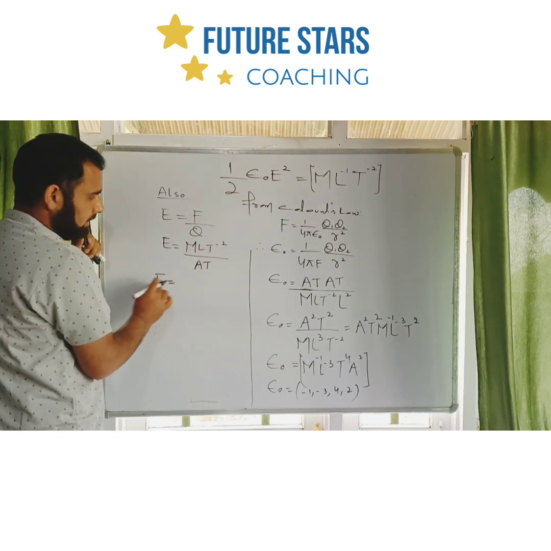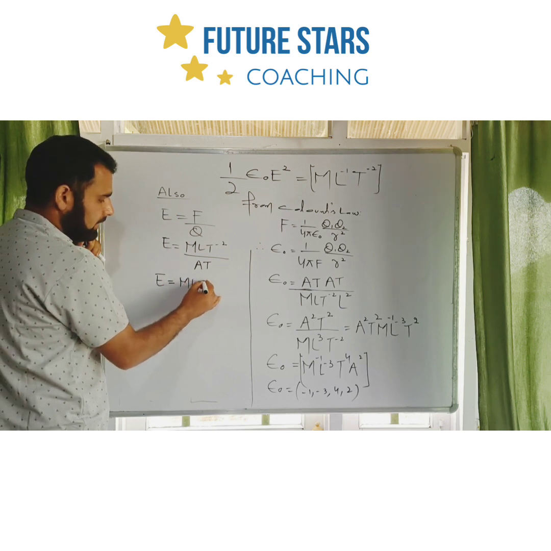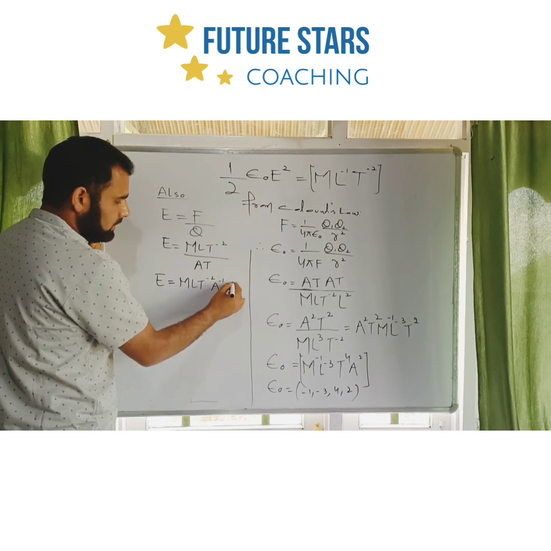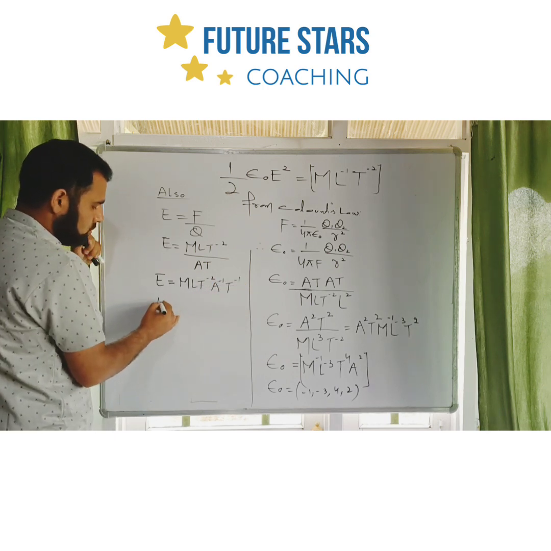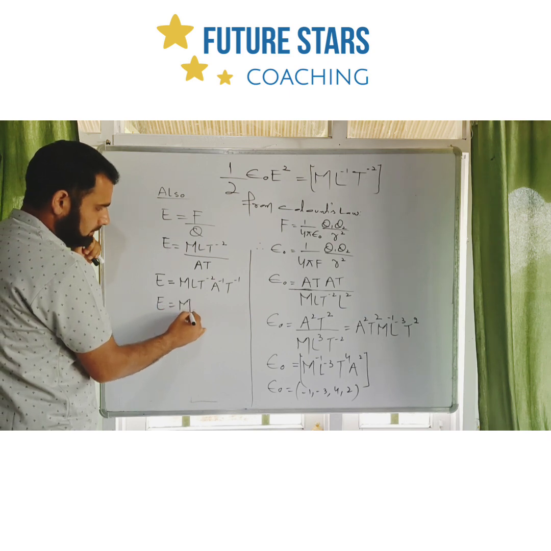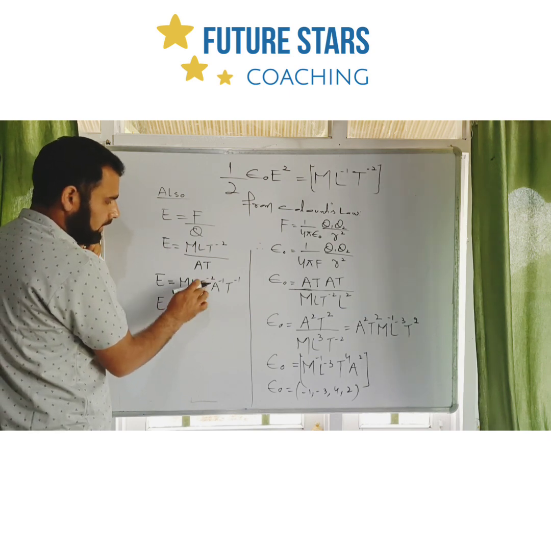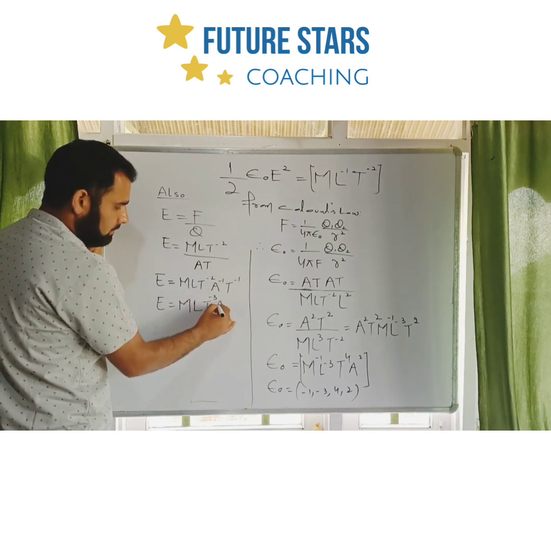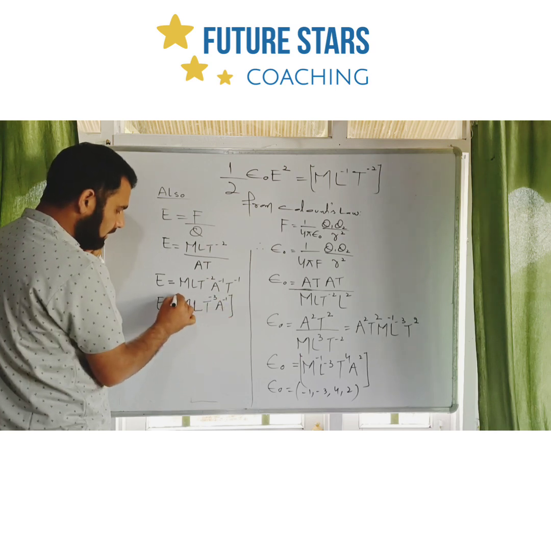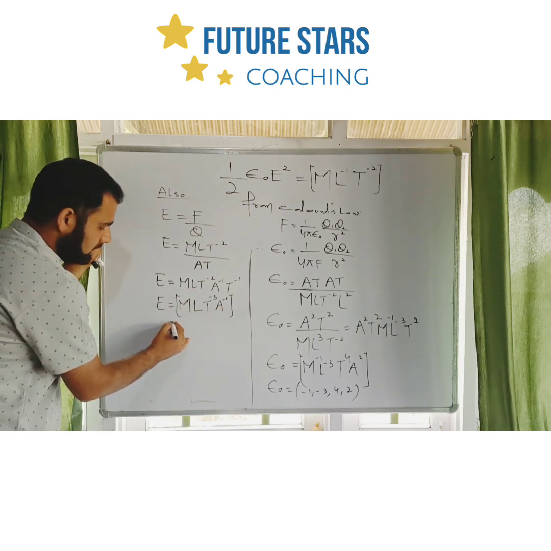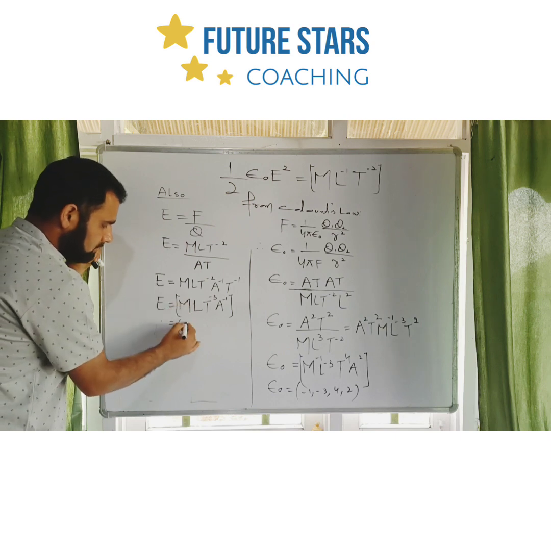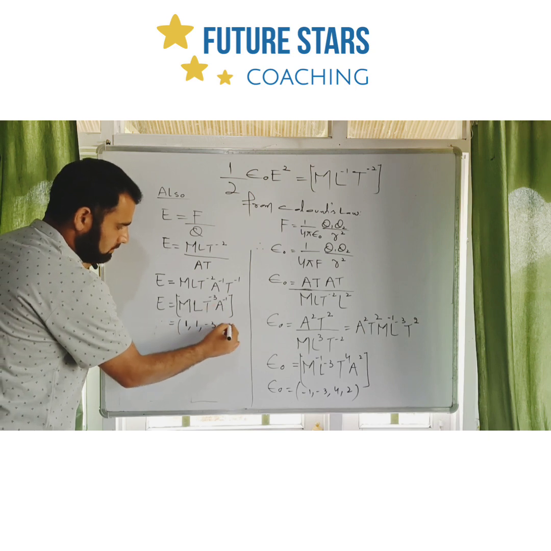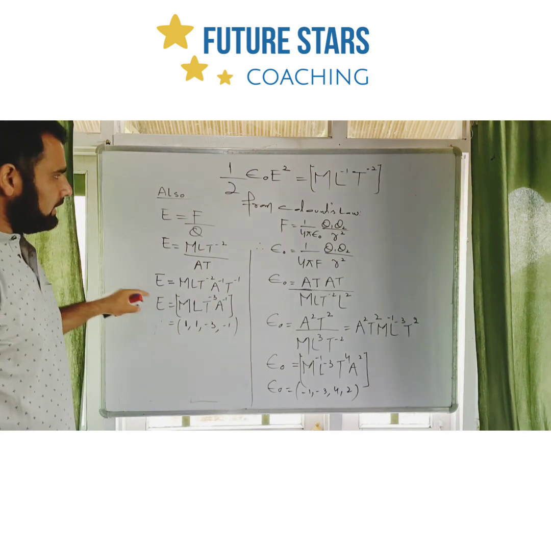So the dimensional formula of electric field is MLT^-2. Now shifting the denominator to the numerator, it is A raised power minus 1, T raised power minus 1. So E is equal to M L T^-2, T^-1, so basically it is T raised power minus 3, A raised power minus 1. So this is the dimensional formula of electric field. The dimensions are: the power of M is 1, the power of L is 1, the power of T is minus 3, and the power of A is minus 1.